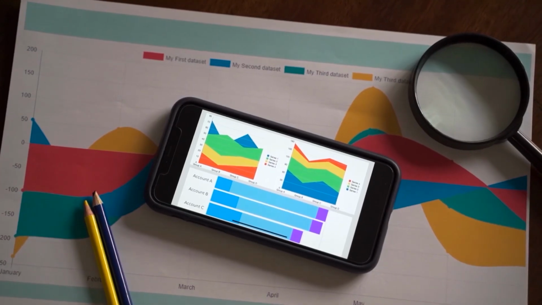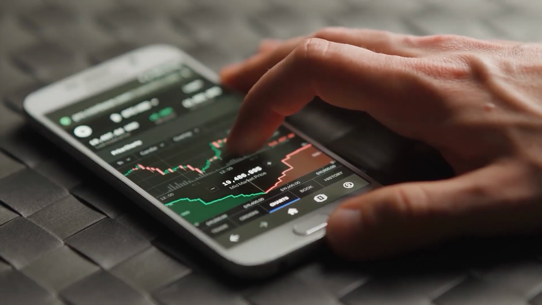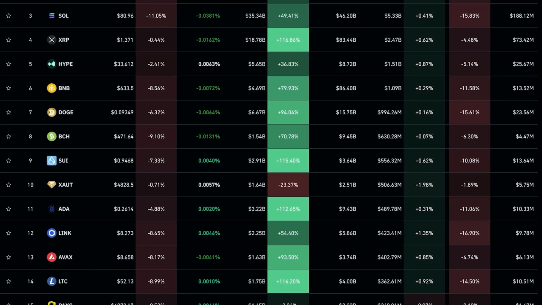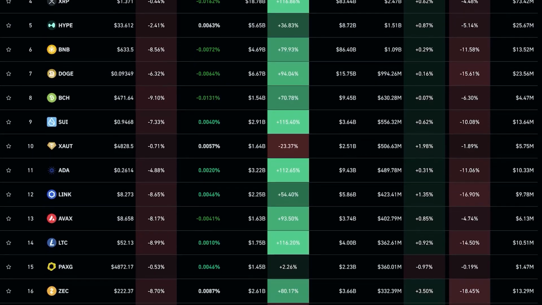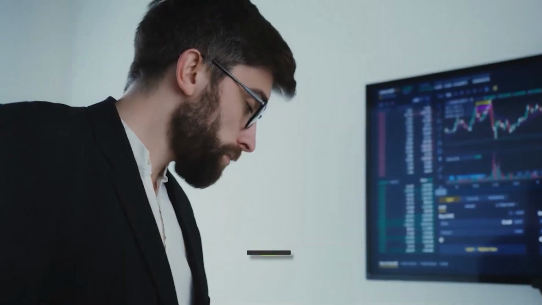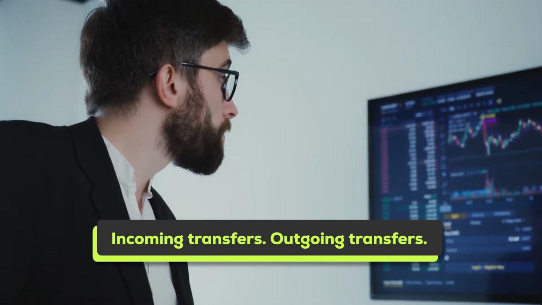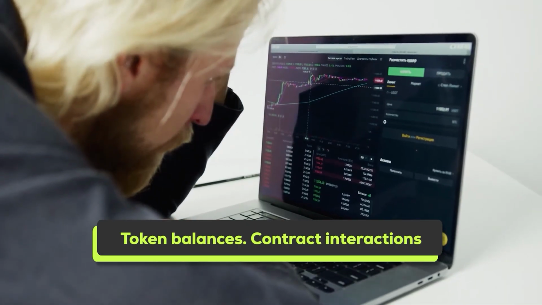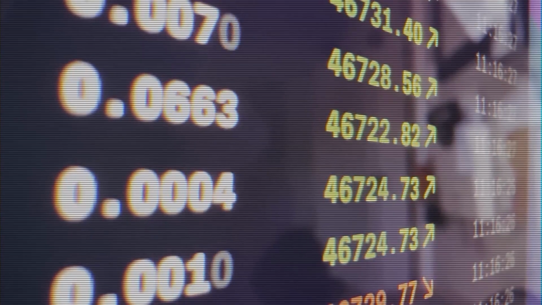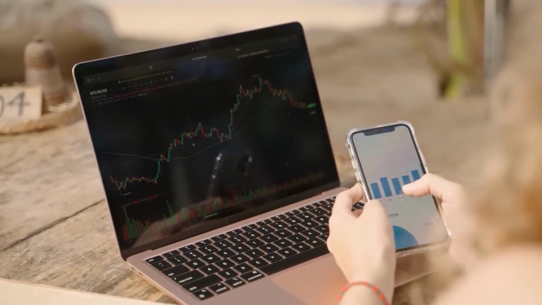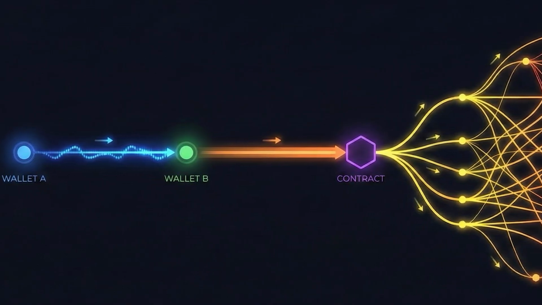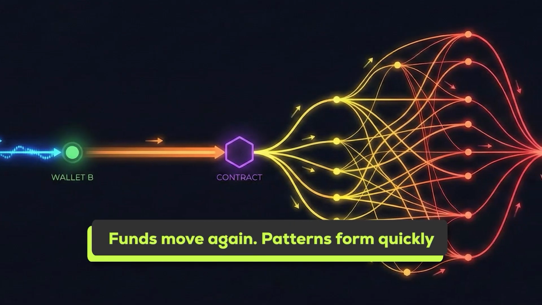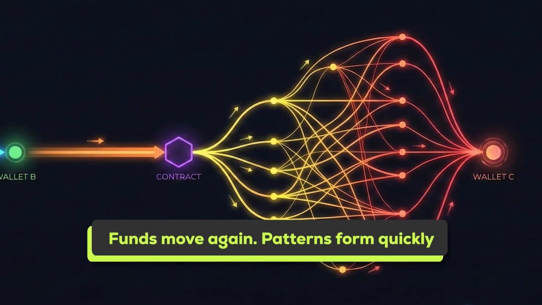To understand on-chain flow, start with a single transaction. Using a public explorer or analytics platform, you can paste a wallet address and immediately see its history. Incoming transfers, outgoing transfers, token balances, contract interactions. Advanced tools visualize this flow as a map. One wallet sends funds to another. That wallet interacts with a contract. Funds move again. Patterns form quickly.